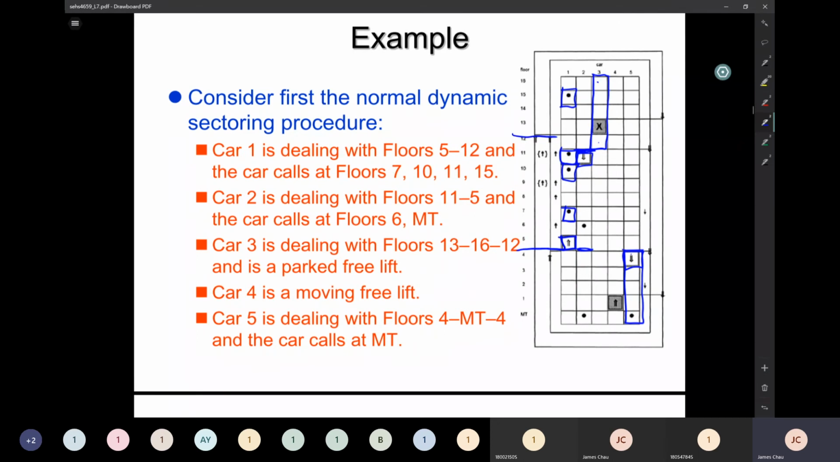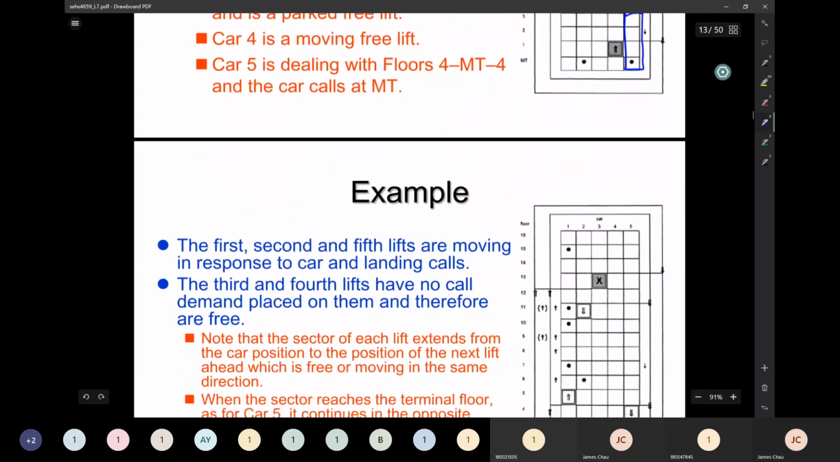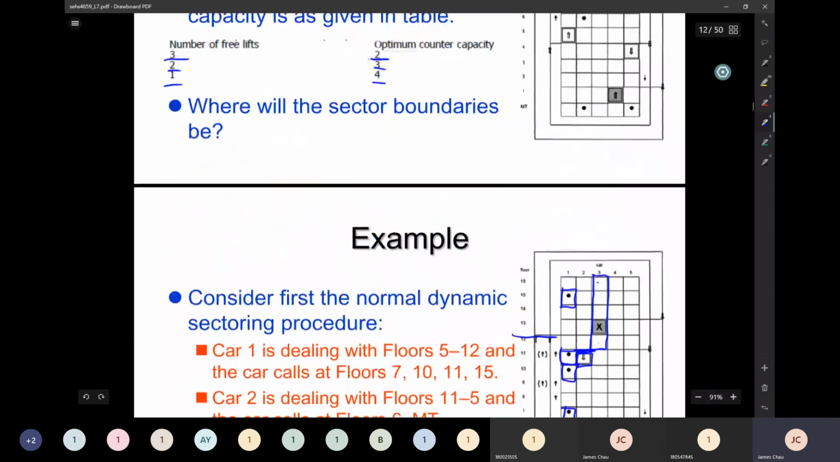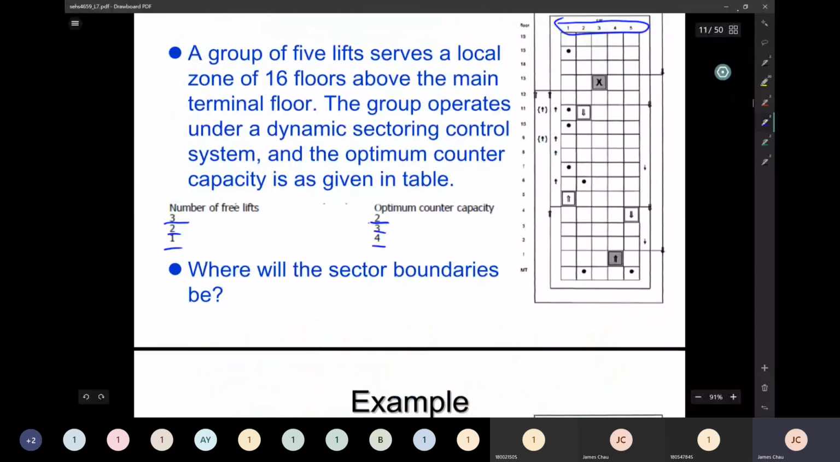Now we apply the free lift algorithm to see what happens. Because the first, second, and fifth lifts are moving, and they can respond to the car calls and landing calls, and the third and fourth lifts have low call demand, therefore they are considered free lifts. Therefore, the number of free lifts is 2. And if you remember the table, the optimal counter capacity is 3 in this case, right?